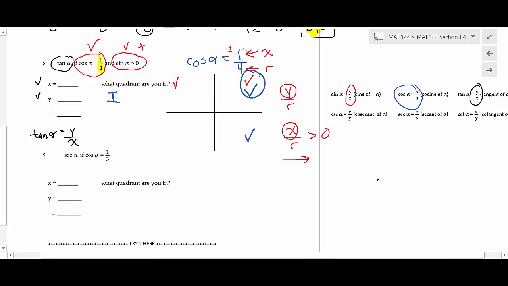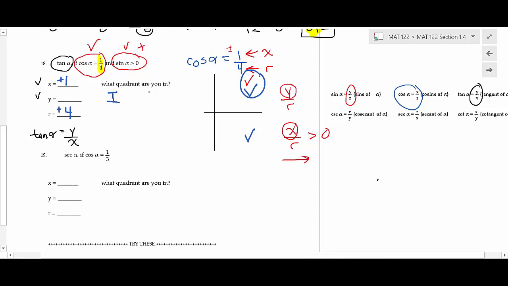So here's what we have now. We have x is 1, and it's positive because we're in quadrant 1. r is 4, and it's positive because r is always positive. So what we have to do next is we got to figure out y, and we do that by the Pythagorean theorem. I'm going to just erase part of this diagram so I'll have a little bit of room to do this.